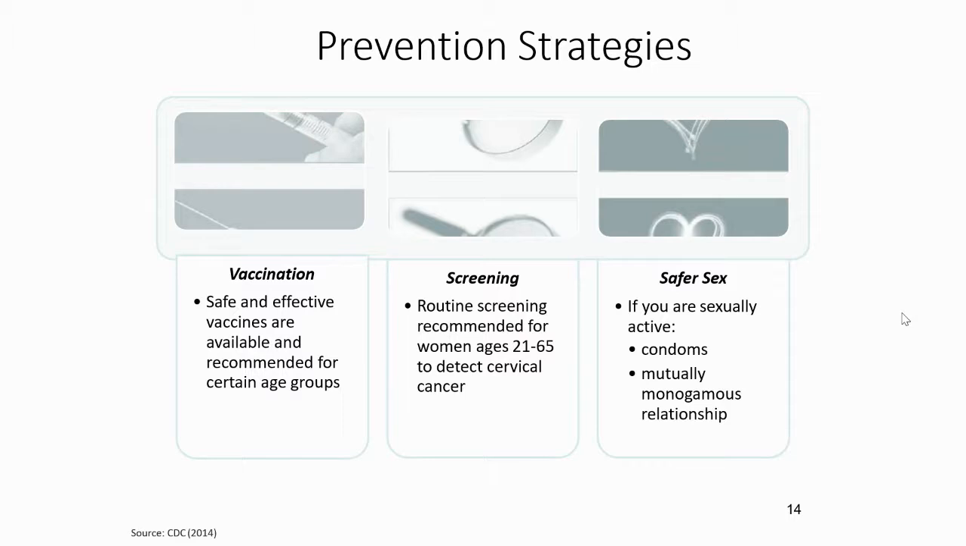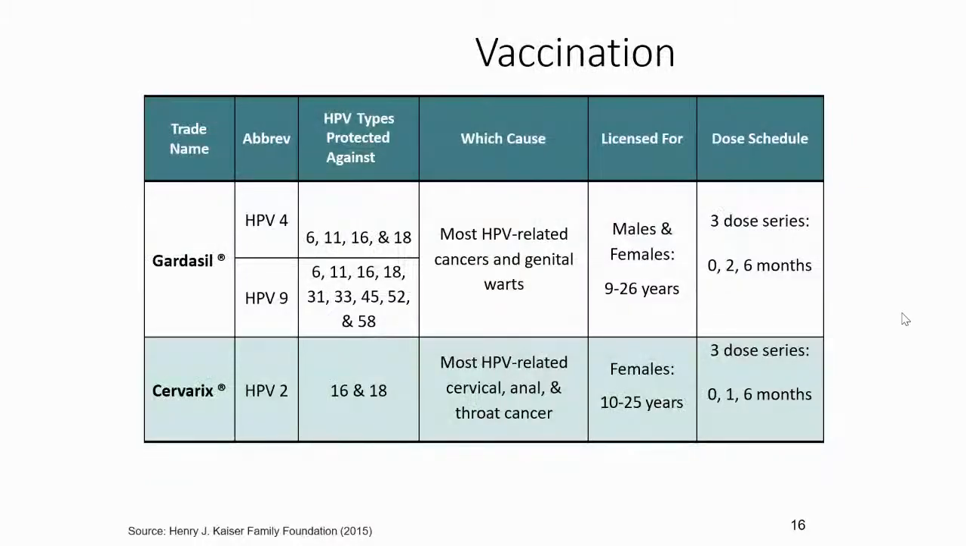And then to engage in safer sex. So if you are sexually active, make sure that you are using condoms, that you are in mutually monogamous relationships. The fewer sexual partners you have, the less your risk is. The more sexual partners you have, or the more sexual partners your partner has, the increased risk you are at.